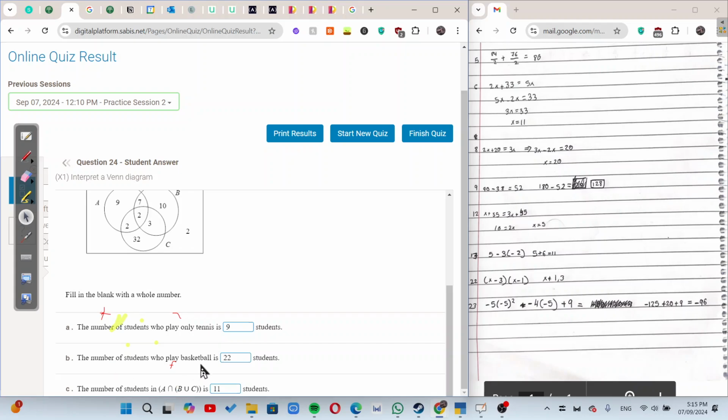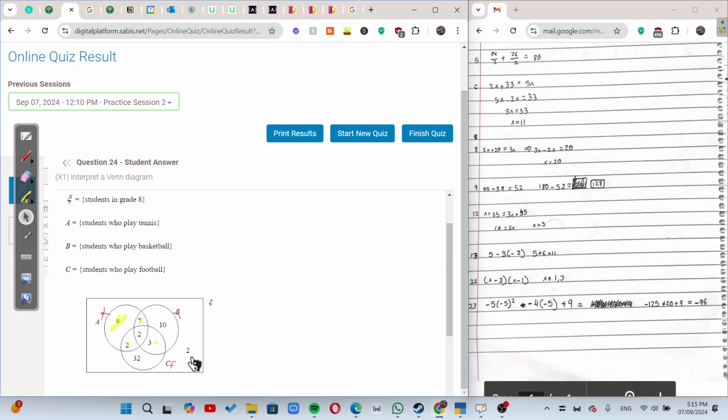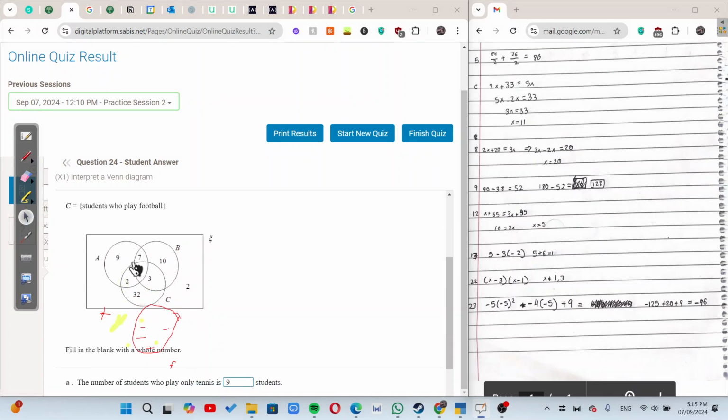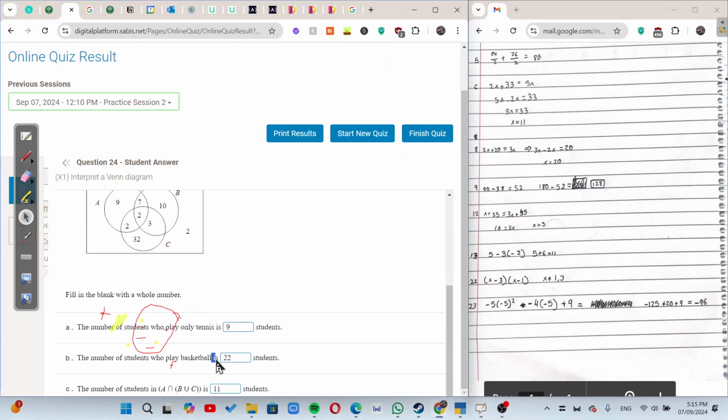Now the students who play basketball in general, not only basketball, they never said only basketball, they said basketball. So just draw it on your paper maybe, and put a circle around everything B, and every number you see inside this circle, add it. So 7 plus 2 gives you 9, plus 3 gives you 12, plus 10, 22. So the number of people who play basketball is 22 students.